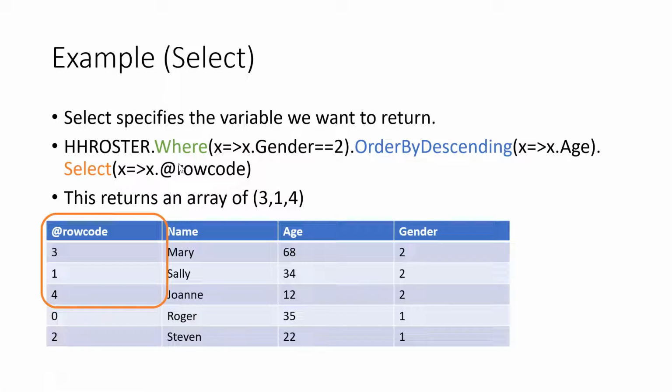And what this does is return an array. So it takes all of our selected cases by where, our females, have already sorted it, but it would return an array like this. Now, an array is a series of numbers. We don't deal with it very much in Survey Solutions because we don't have a variable type of an array, and it's not that useful for survey programming usually. So our array would look like this: 3, 1, and 4.